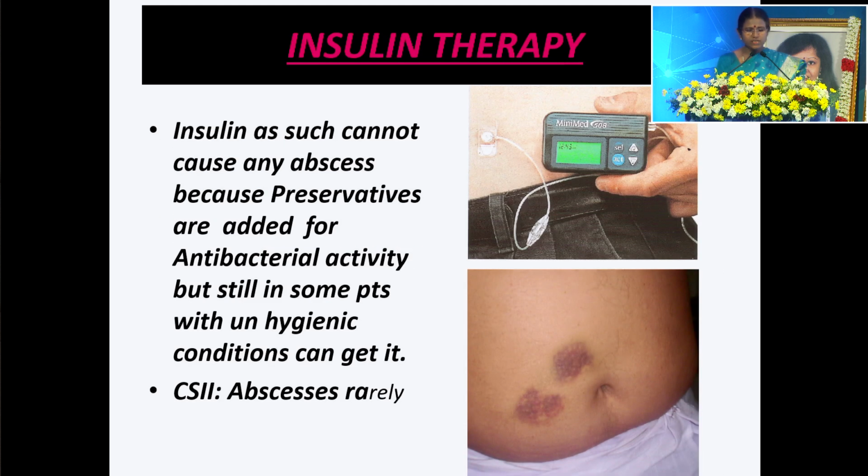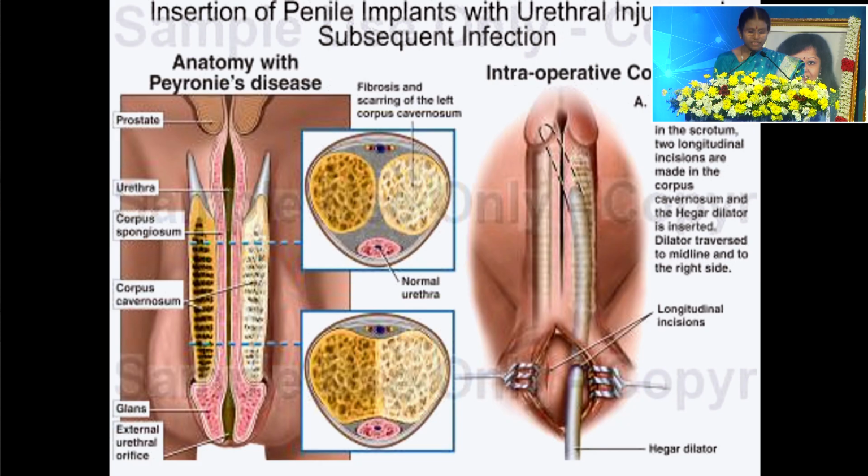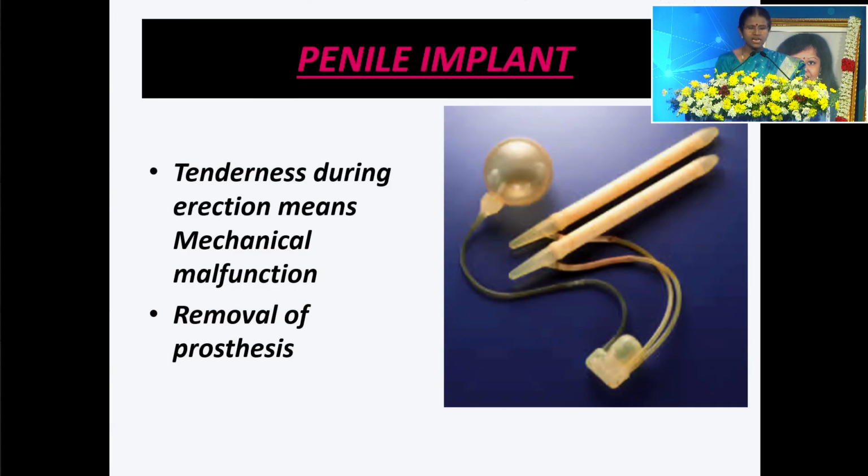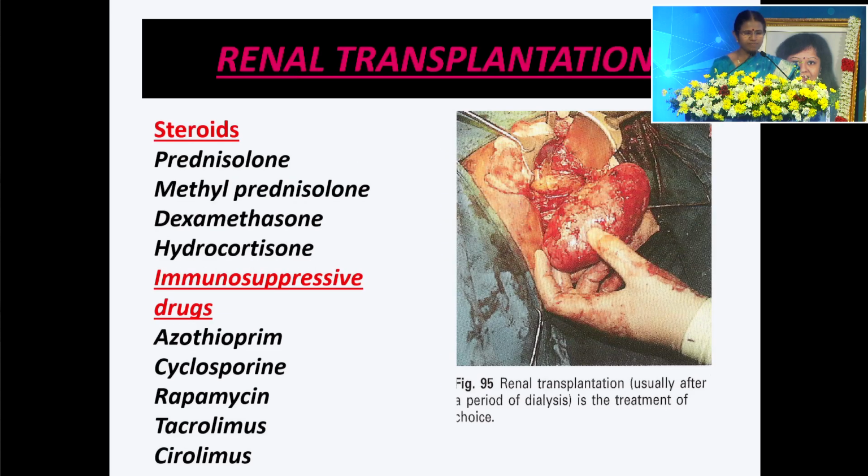During insulin therapy, insulin as such is not causing any infection because it contains a preservative and the antibacterial activity is still there in some patients, but in unhygienic conditions they can get infections, rarely abscesses also. During penile implants, again they can get urethral injury and subsequent infections, and they'll have tenderness during erection. That means there is mechanical malfunction and you need to remove the prosthesis.